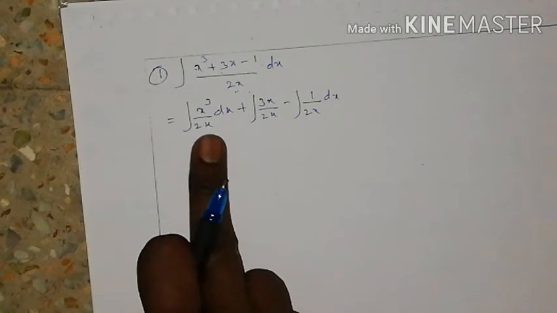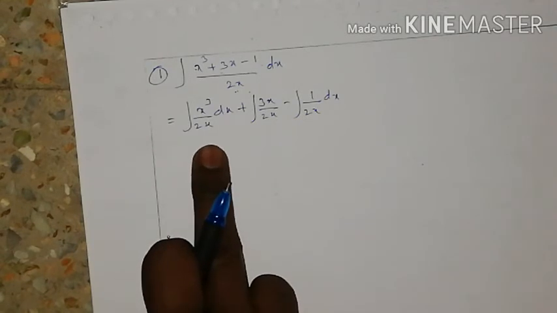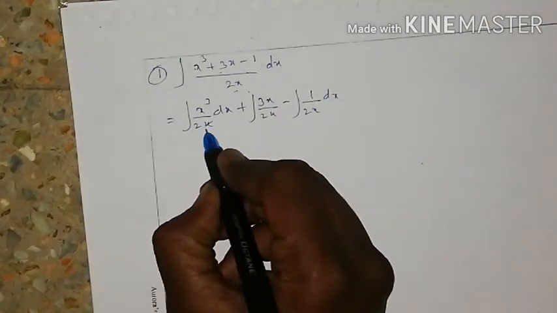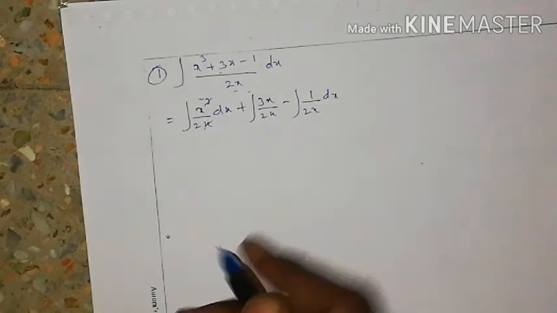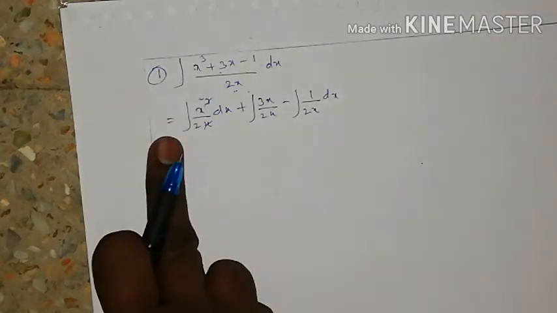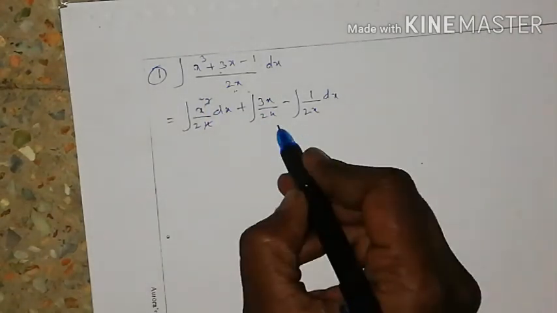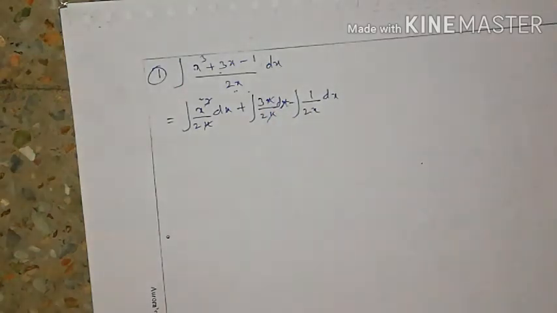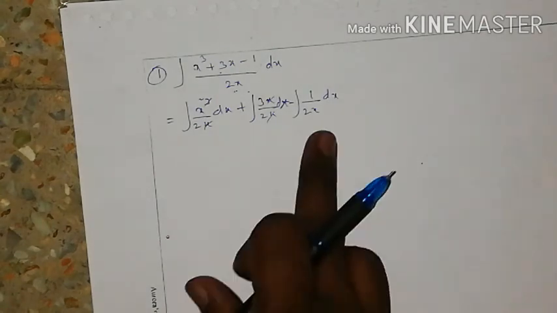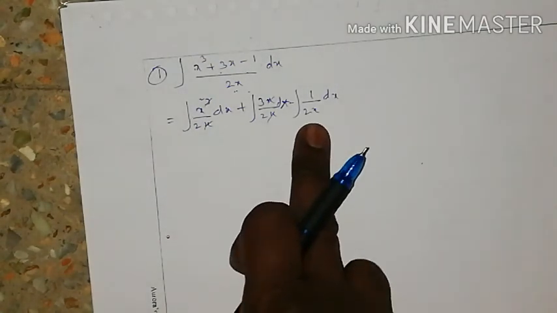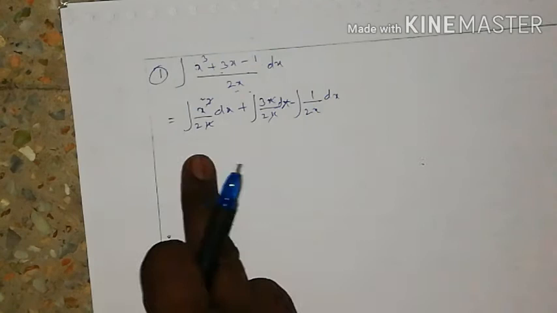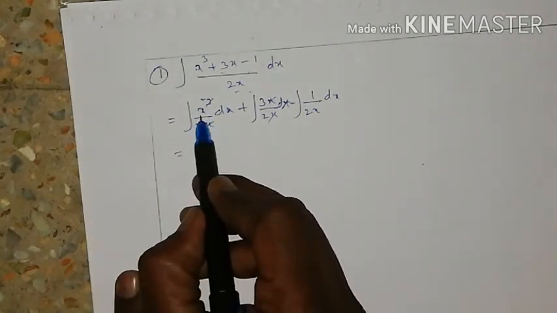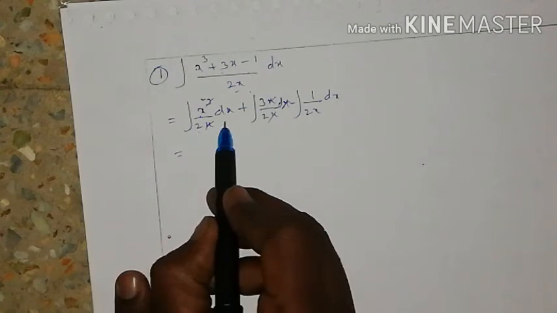You can cancel x cube with the denominator x one time. So x is cancelled one time. How many terms are left? x square is left. Sorry, I forgot to write dx here. Clear? Next, 1 by 2x. Here no need to cancel any term. Right? Next. Now what is left in the first term? Integration of x square by 2 into dx.